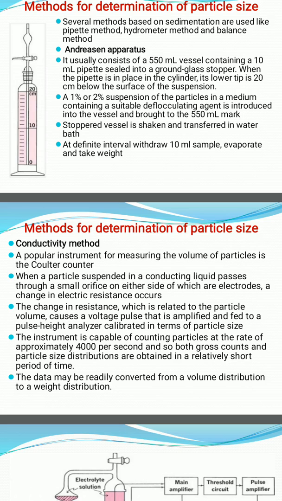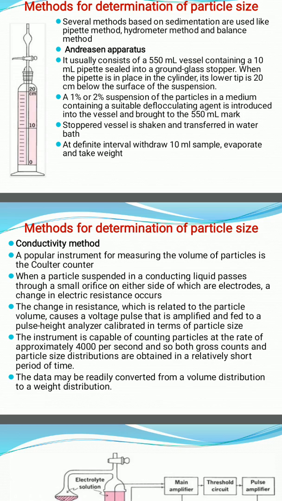Now, as far as the Andreasen apparatus is concerned, that is shown in the figure. It consists of a glass vessel which has a capacity of 550 ml, and one pipette is inserted into the glass vessel, that is a 10 ml pipette. You can see in the diagram also, one glass vessel having the capacity of 550 ml, and one 10 ml pipette is present.